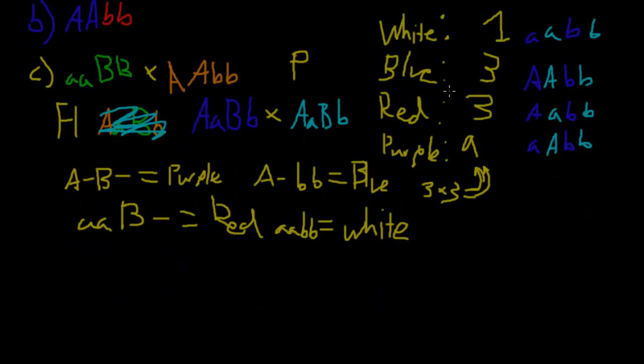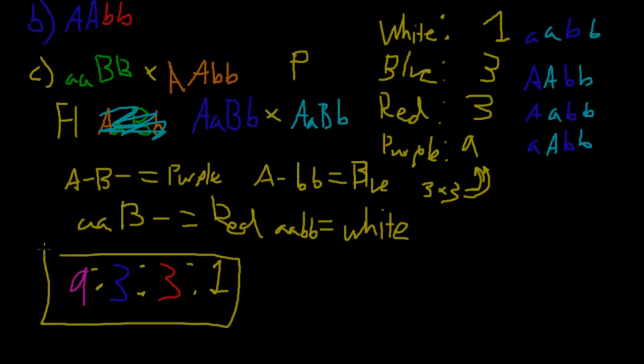So this should look familiar. I derived it. You could have memorized the ratios. I don't suggest memorizing them. I suggest being able to derive them. But we see that there's 9 purple to 3 blue to 3 red to 1 white. And that is, I believe, yeah, that is the answer to number 3, part C.